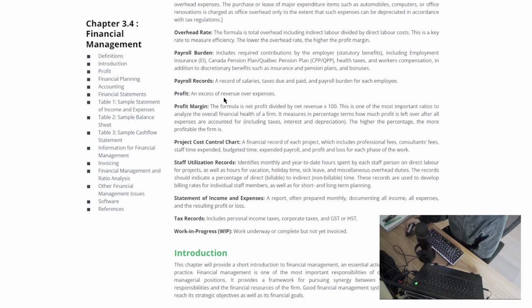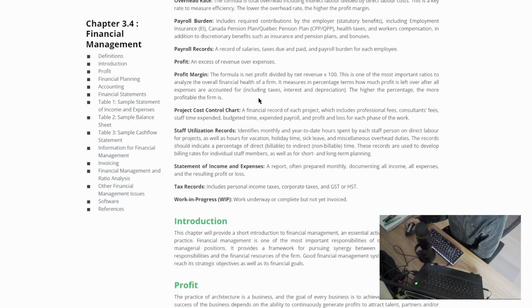Profit, an excess of revenue over expenses. Profit margin. The formula is net profit divided by net revenue multiplied by 100. This is one of the most important ratios to analyze the overall financial health of a firm. It measures in percentage terms how much profit is left over after all expenses are accounted for, including taxes, interest, and depreciation. The higher the percentage, the more profitable the firm is.